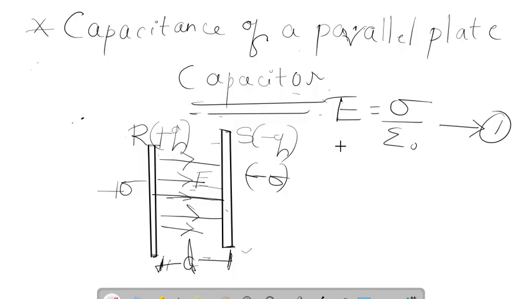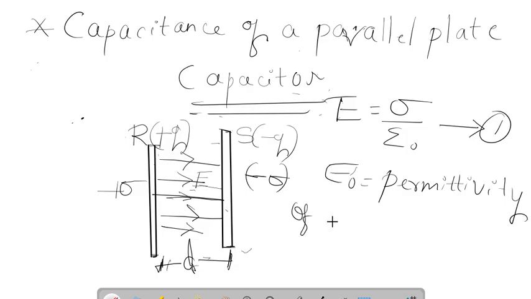So epsilon naught is the permittivity of free space. Here epsilon naught is the permittivity of free space because in this case the medium between the two plates is considered to be vacuum or air.